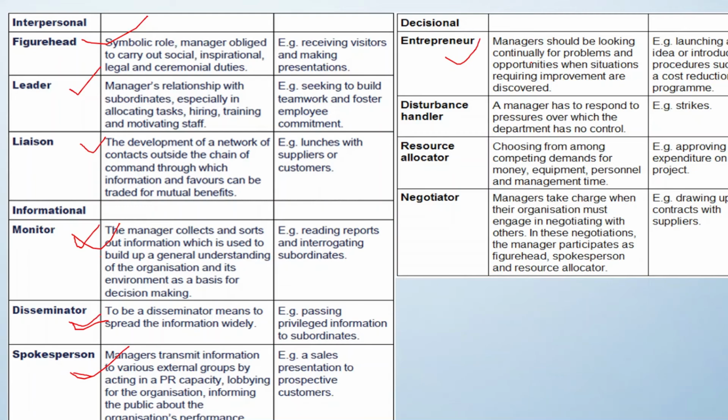So why it is called entrepreneur? That is new. Every time new problems are occurring and new solutions they have to derive. Right, opportunities also, when situations require improvement, you have to give the ideas. Generate new ideas. So generating ideas and procedures and solutions are also all the characters of entrepreneur.